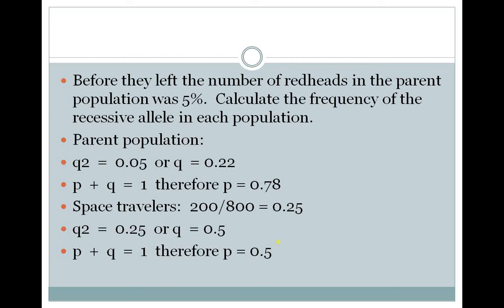So when the space travelers returned, in their population, 200 out of 800, or 25%, had red hair. So q squared now equals 0.25, or q equals 0.5. p plus q equals 1, therefore p equals 0.5. So can we say that evolution has occurred? Yes, because there has been a significant change in the allele frequency of both alleles.